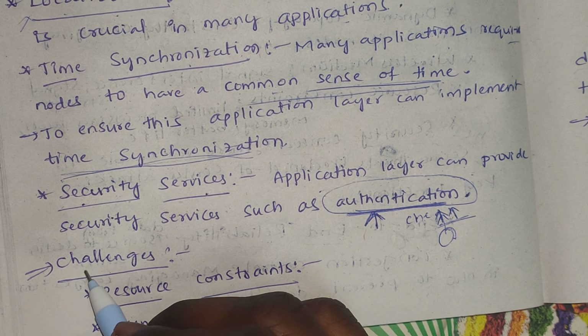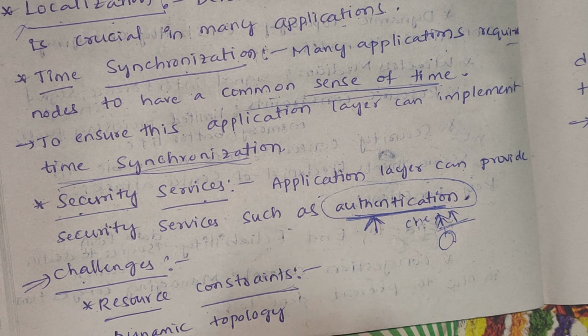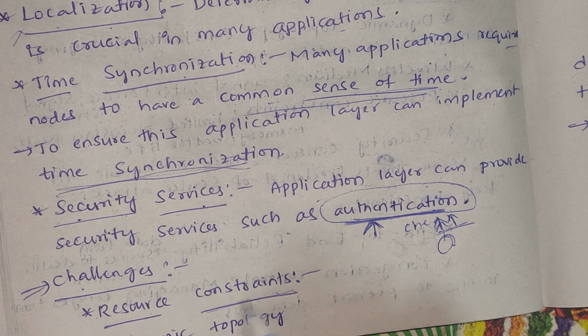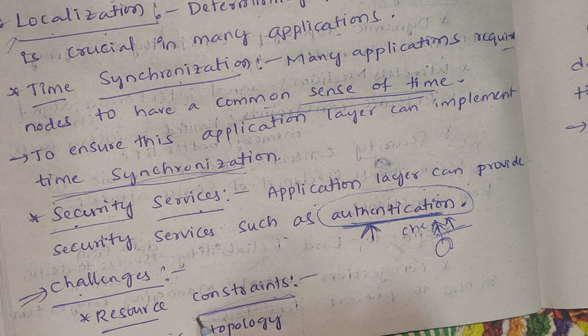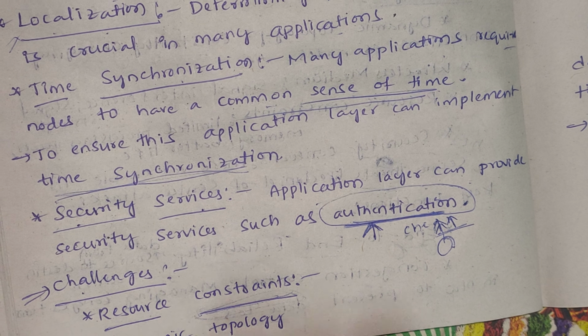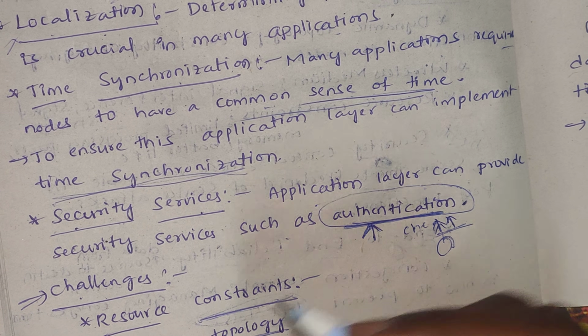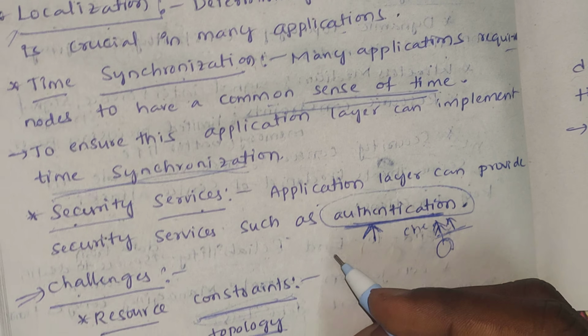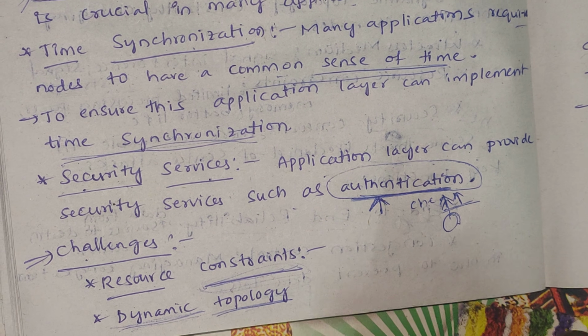Next, challenges of the high level application layer. Resource constraints: whatever resources are there are constrained in the presence of application layers. Dynamic topology: as I already told, topology is not fixed. One more challenge is scalability.